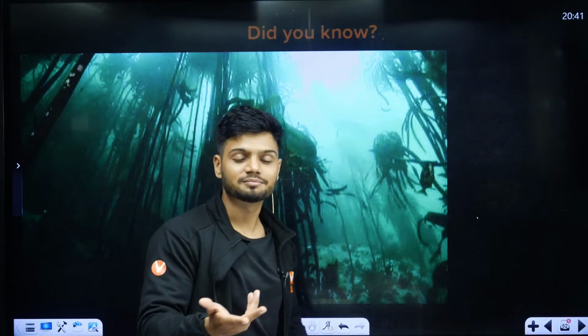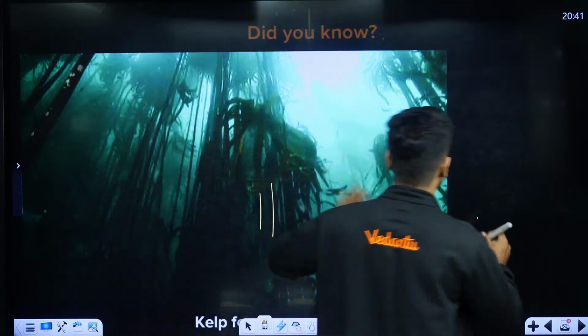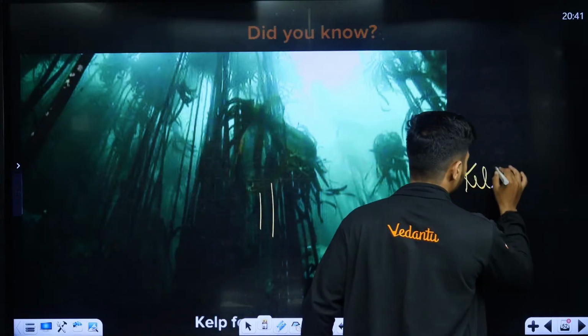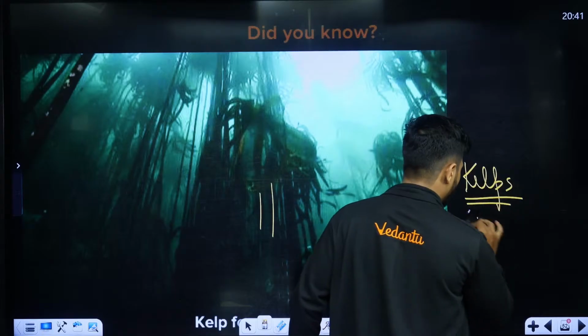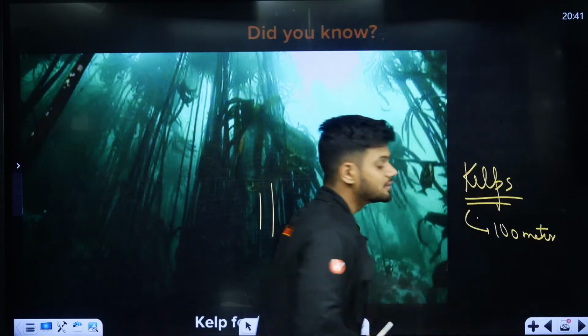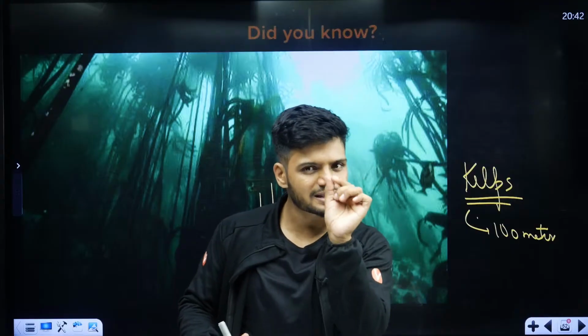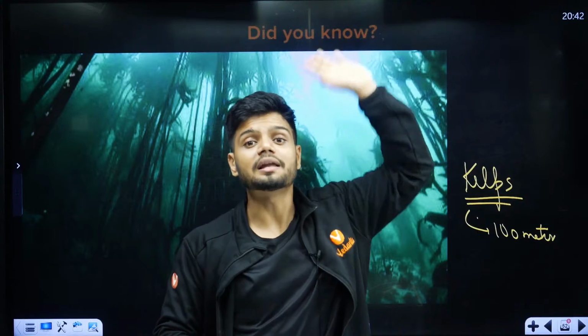These are called algae. And students, remember, these algae are not tiny. These algae belong to your giant kelps. Giant kelps are almost 100 meters tall. Very long, tall. So algae can be unicellular. Algae can be very tiny, slimy and everything. But algae can also be 100-meter tall algae.